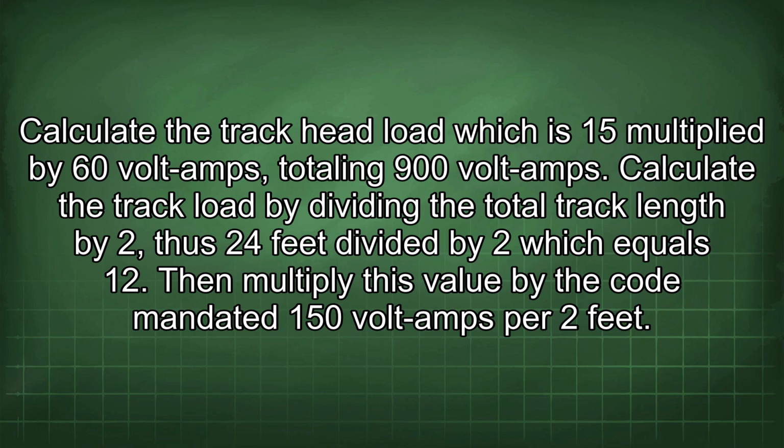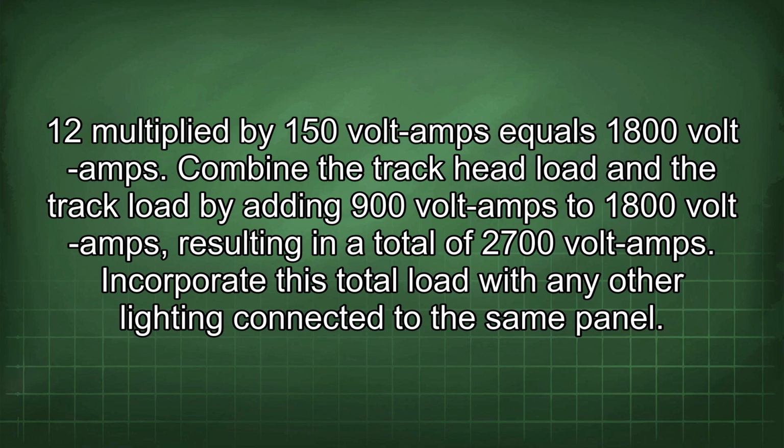Calculate the track load by dividing the total track length by 2, thus 24 feet divided by 2, which equals 12. Then multiply this value by the code mandated 150 volt amps per 2 feet. 12 multiplied by 150 volt amps equals 1800 volt amps. Combine the track head load and the track load by adding 900 volt amps to 1800 volt amps, resulting in a total of 2700 volt amps.